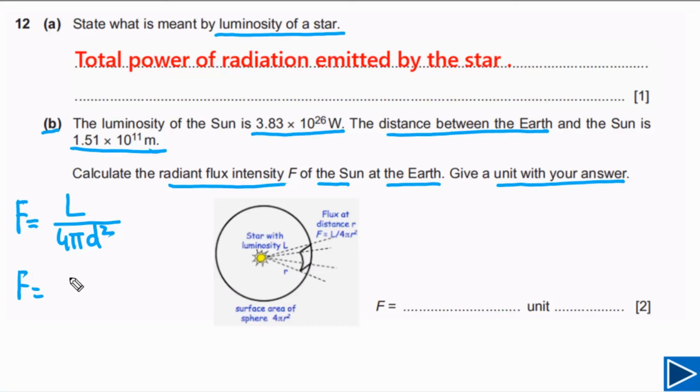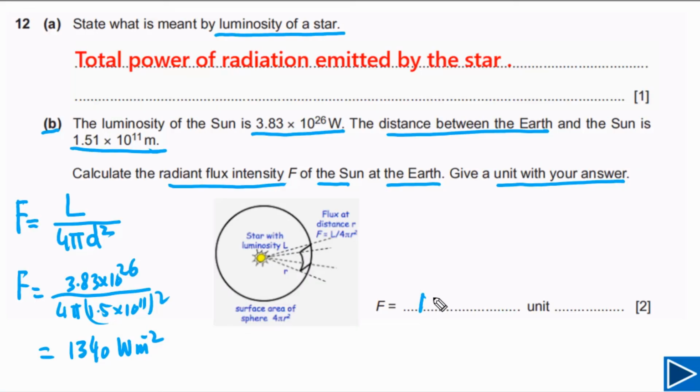In this case, luminosity is given, that is 3.83 times 10 to 26 divided by 4 pi d squared. This d is the distance from the sun. Simply you can say from the star, distance is 1.5 times 10 to 11 squared. And if we solve this one, our final answer in this case will be 1340 watt per meter square. That's all we have to do for part B. So simply we can write down here, this is the magnitude and the unit is watt per meter square. This is the unit of radiant flux intensity.